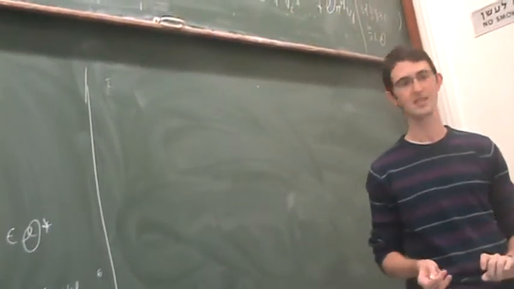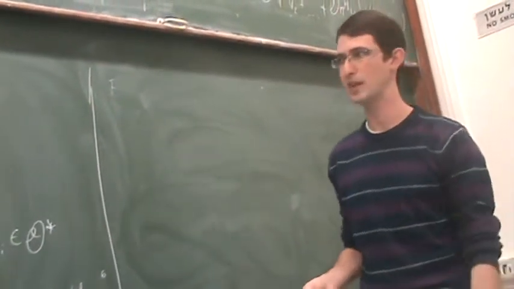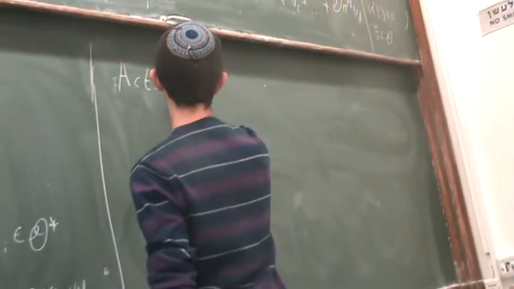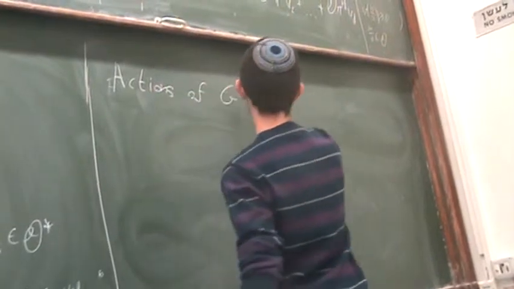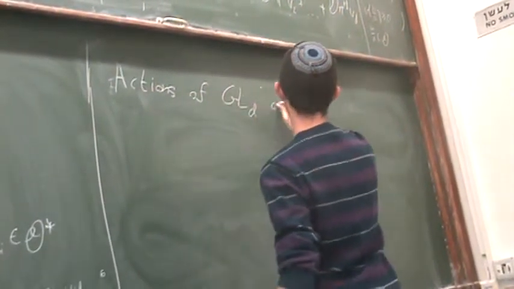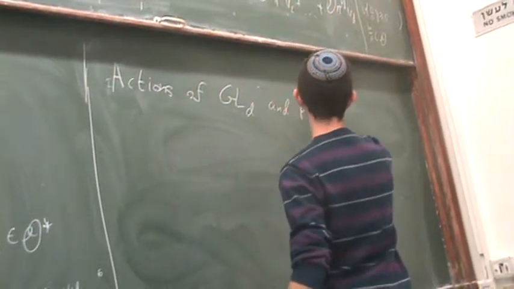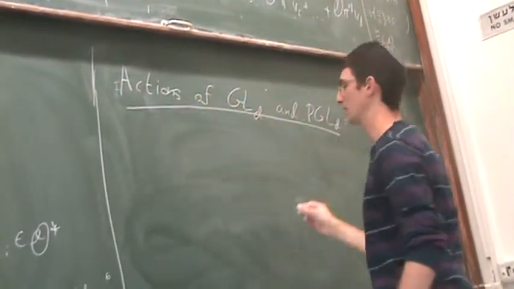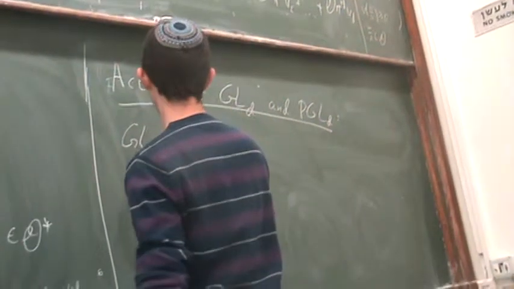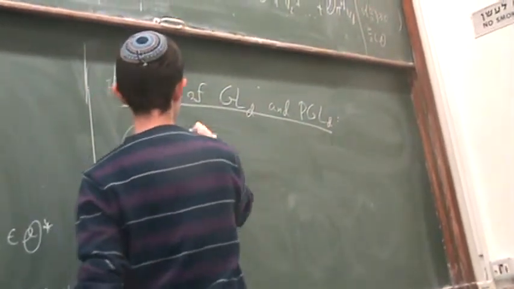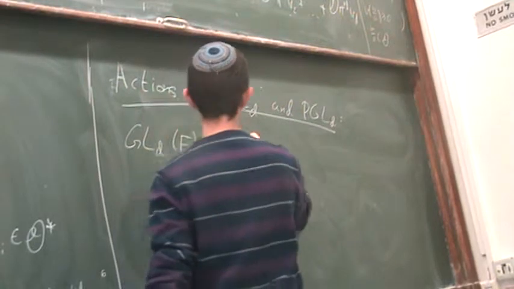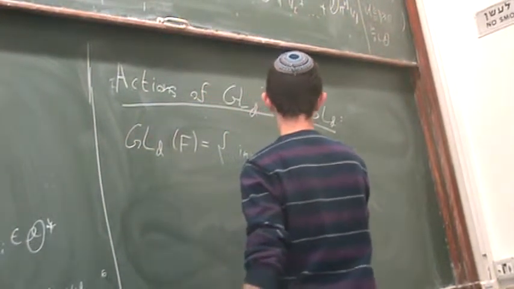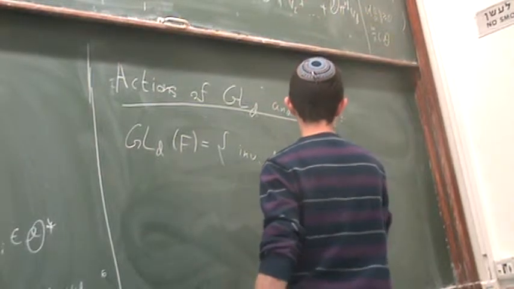Okay. So one more thing about lattices. We have actions of GLd and PGLd. So recall that GLd(F) is just the invertible matrices over F.